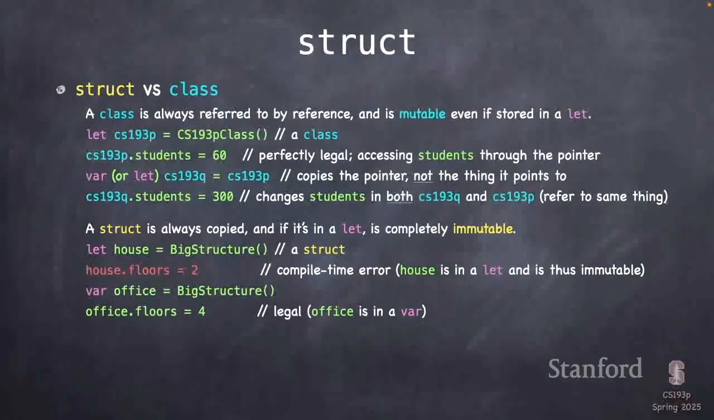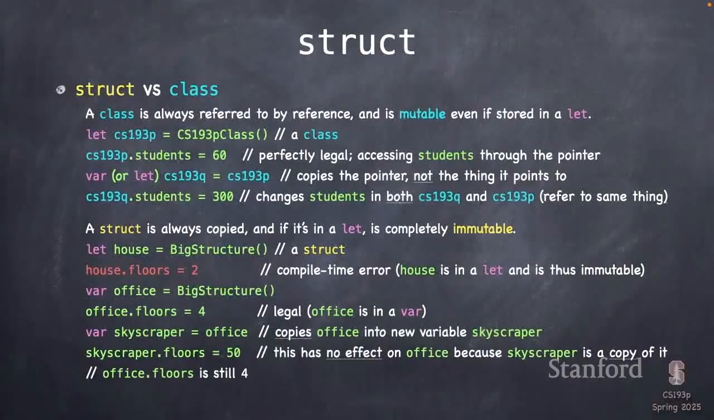var, it's editable. And if I say var skyscraper equals office, and then I say skyscraper.floors equals 50, office.floors is still 4. Because that line of code, var skyscraper equals office, copied office. It made a complete and utter copy of it, again, efficiently, but a copy of it. So skyscraper is now a new thing with that big structure being in that skyscraper. Its value is now in the new var. So now I have two vars there, skyscraper and office, and they're completely different. Office is only 4 floors, skyscraper 50 floors.